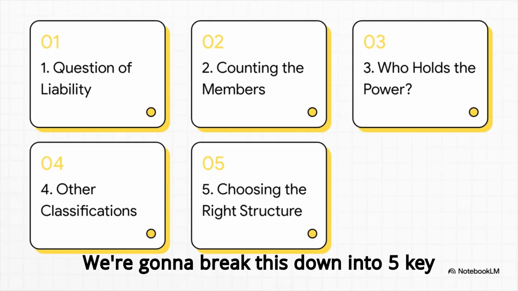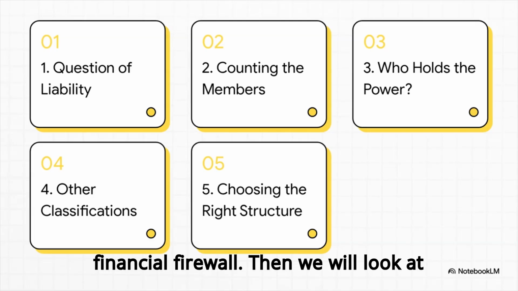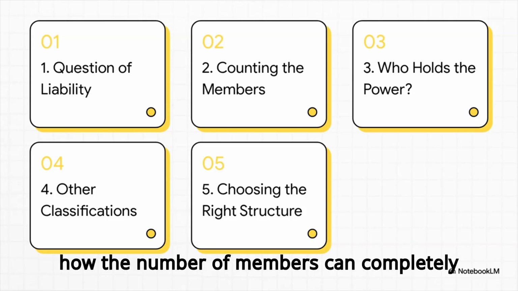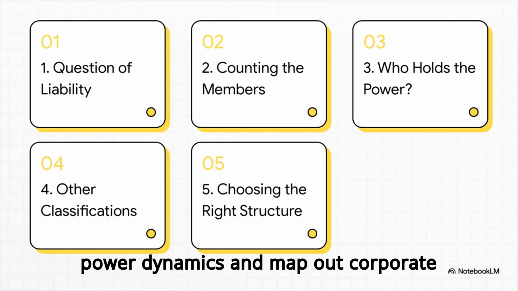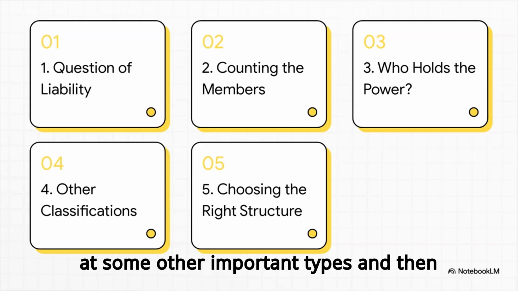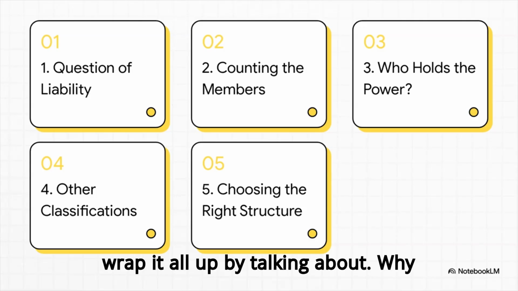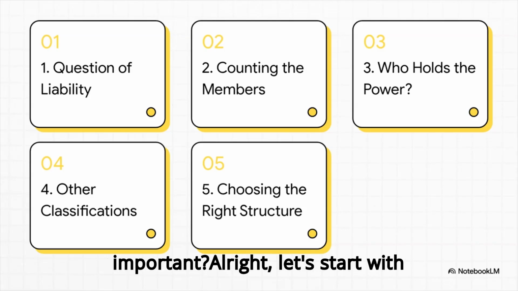Okay, so here's our game plan. We're going to break this down into 5 key areas. We'll kick things off with liability, which is kind of like your financial firewall. Then we'll look at how the number of members can completely define a company. Third, we'll get into the power dynamics and map out corporate relationships. After that, a quick look at some other important types, and then we'll wrap it all up by talking about why picking the right structure is so important.